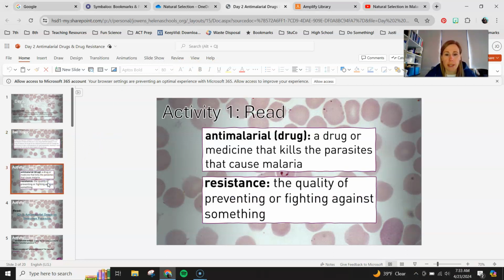All right, so some vocab for you today. An antimalarial is a drug or a medicine that kills the parasites that cause malaria. This is a treatment that we would use after someone has already been infected with malaria. And resistance is the quality of preventing or fighting against something. So the more we expose things like parasites, bacteria, and viruses to different antimalarials, antibiotics, or antivirals, they can actually have mutations that cause them to be resistant. So you can give them the antibiotic, but they won't die. It's almost like they have a little shield that protects them.